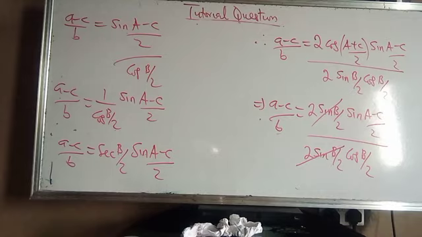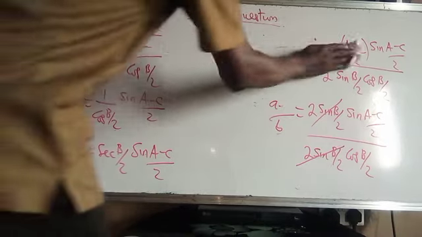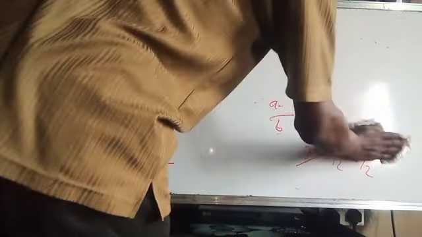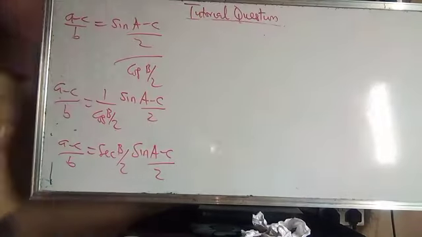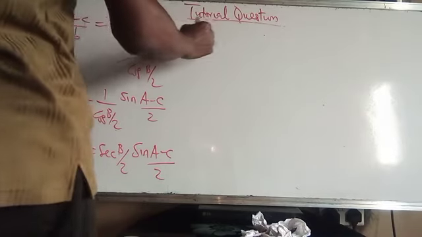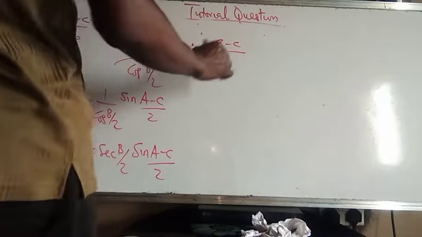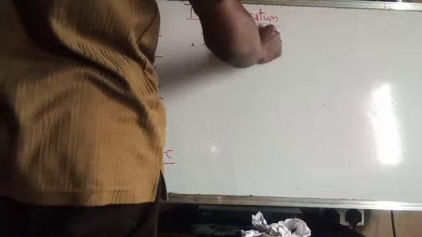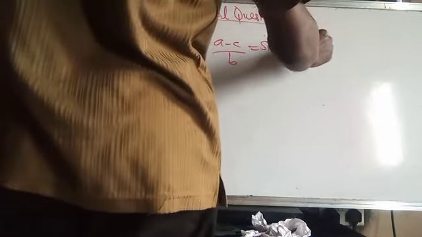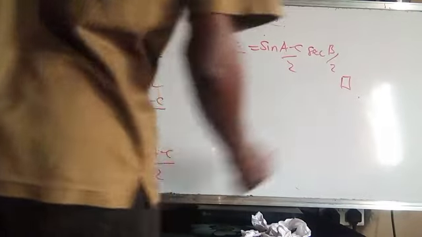Beautiful. Finally, you can rewrite it in such a way that it suits the arrangement they give to you. Therefore, (A minus C) all over B is equal to sine (A minus C) all over 2 sec B all over 2. So the proof is complete.